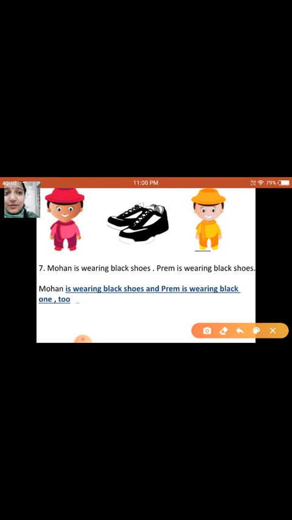Here you have to put a full stop. Always remember. Okay? Mohan is wearing black shoes and Prem is wearing black one, two, full stop. Okay, students? Always remember this.